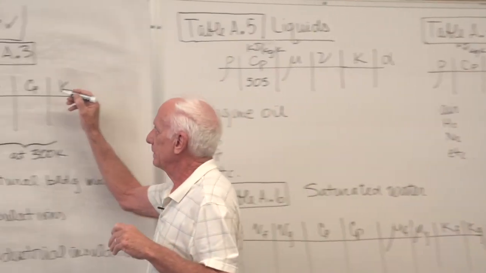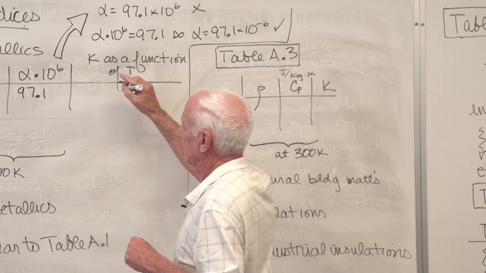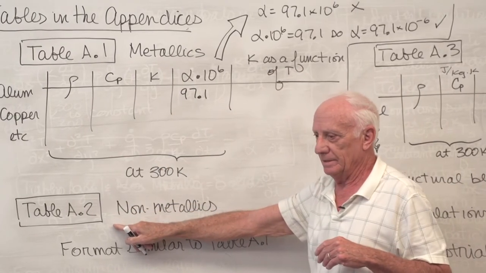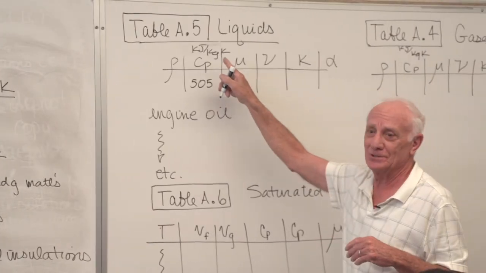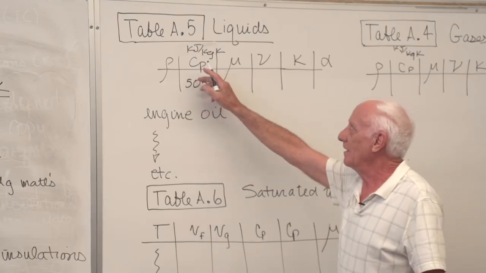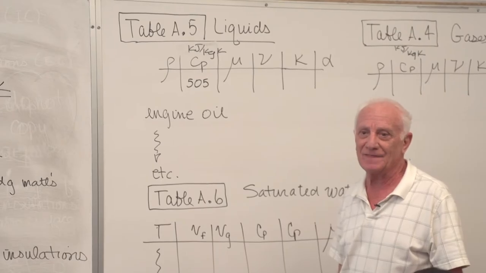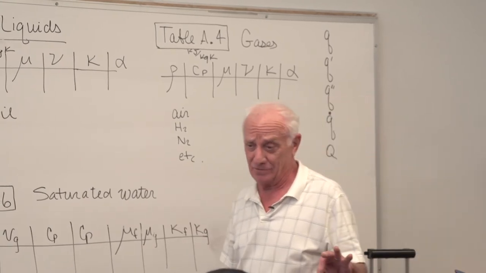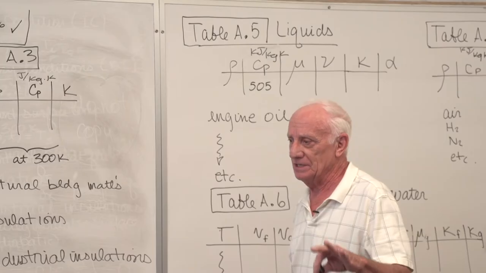Over here, C sub P is in joules per kilogram K. Over here, joules per kilogram K. Down here, joules per kilogram K. Go over here, kilojoules per kilogram K. Under the stress of an exam, somebody is going to put 505 into the equation for C sub P because they didn't see the letter K. No, it's 505,000. So be careful of things like that. Small mistakes can be big penalties on homework and exams, especially exams. They change the units of C sub P among the tables.